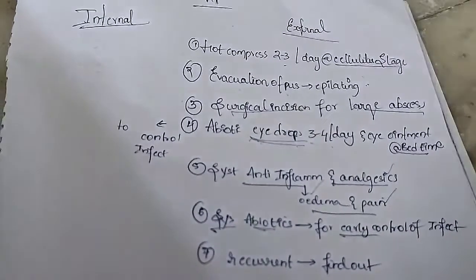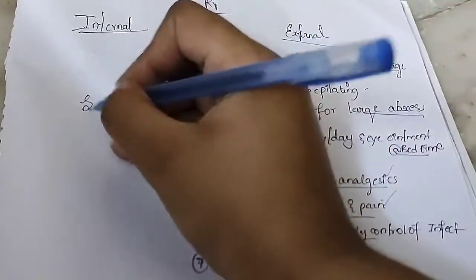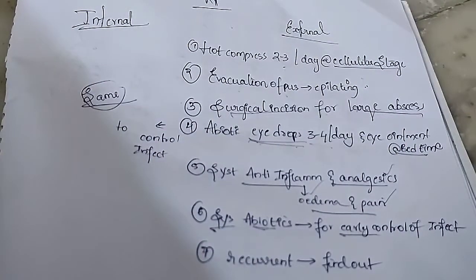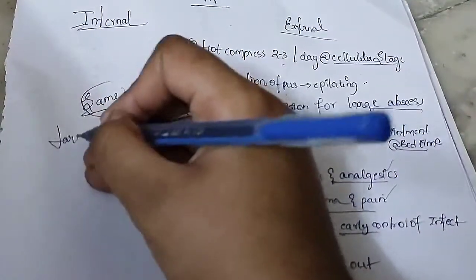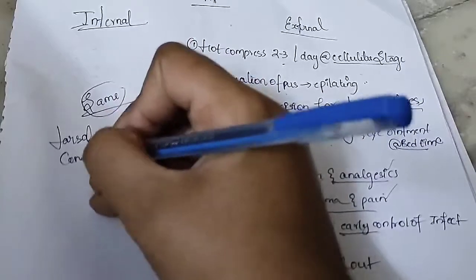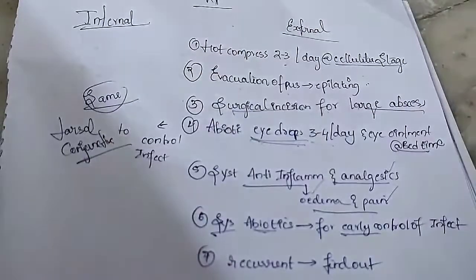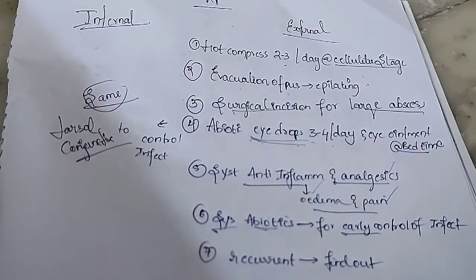So for internal hordeolum also it is the same, but the only difference is when you do the surgery, or when you're trying to evacuate the pus, you have to do a vertical incision from the tarsal conjunctiva, because the pus point is on the tarsal conjunctiva, so you have to do the incision at the tarsal conjunctiva. So that is the only difference between these two.